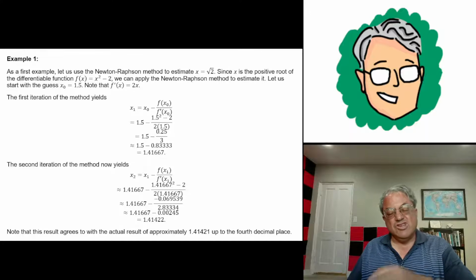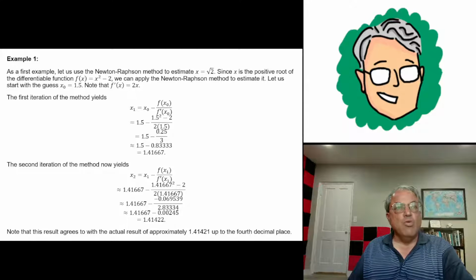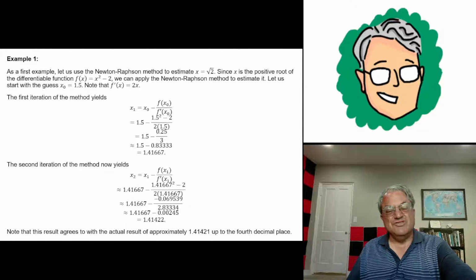But just remember, you usually have to make a pretty good first guess. As a matter of fact, if we started with a guess of 1, this method wouldn't even converge. I don't think it would converge for the guess 2 either. So you have to make a reasonably good guess.